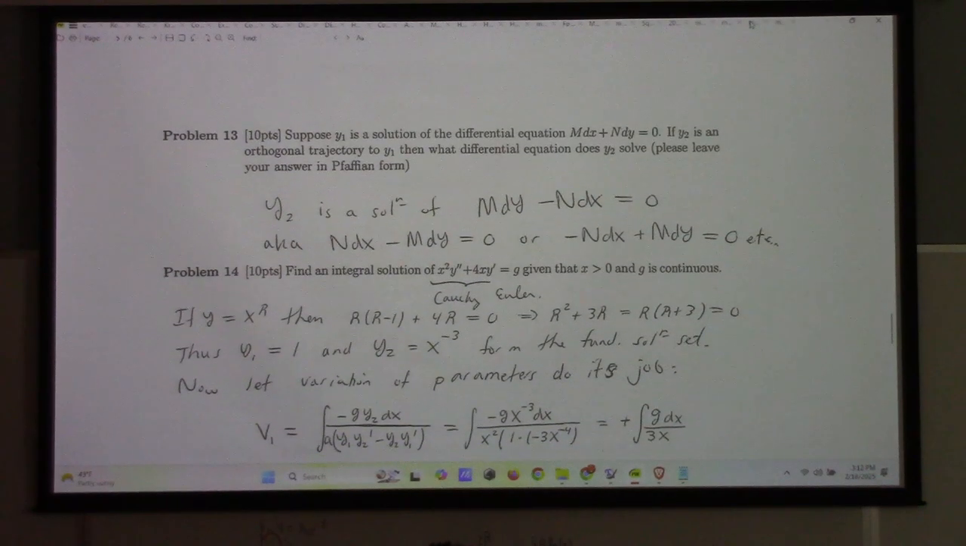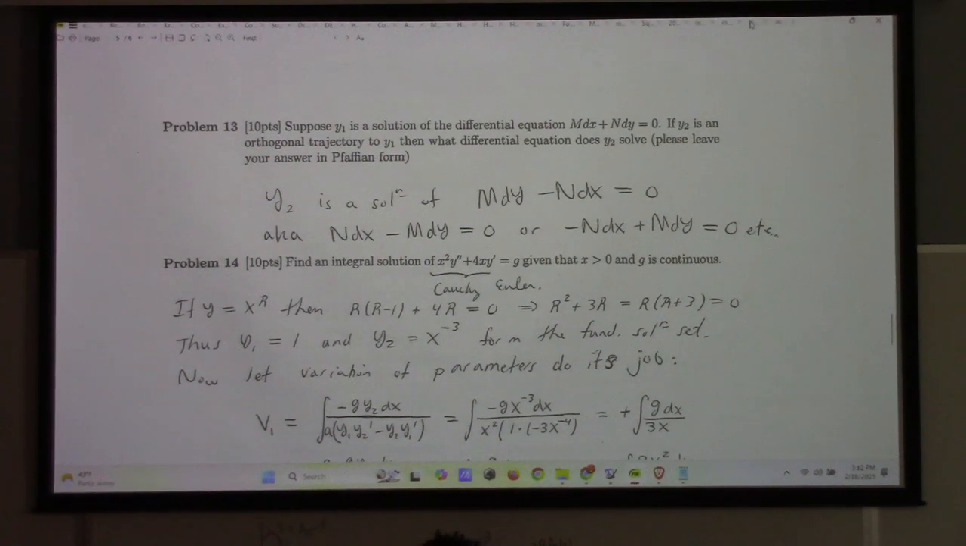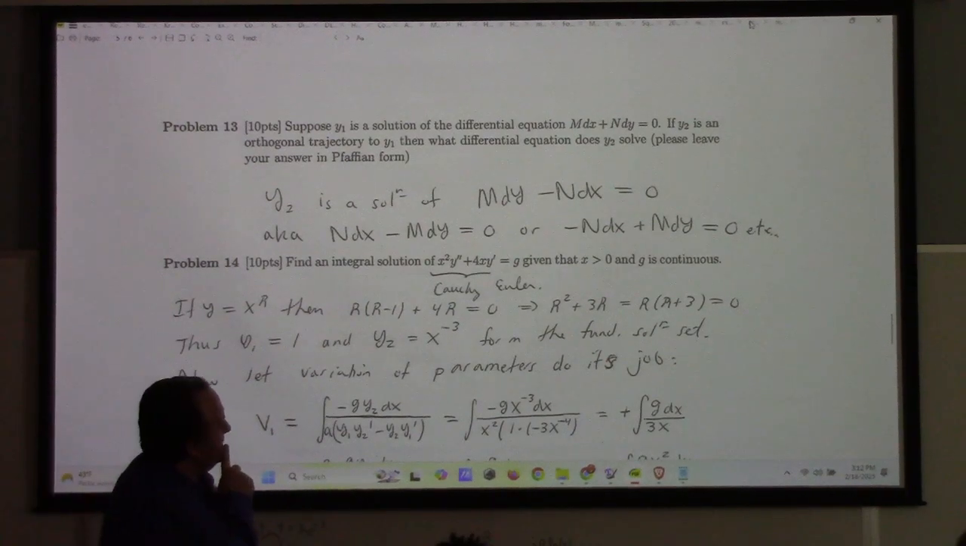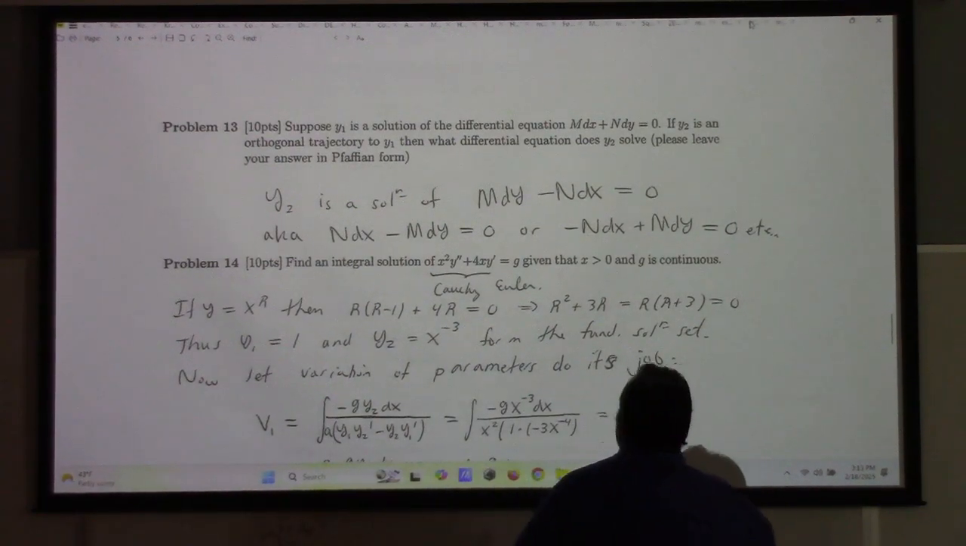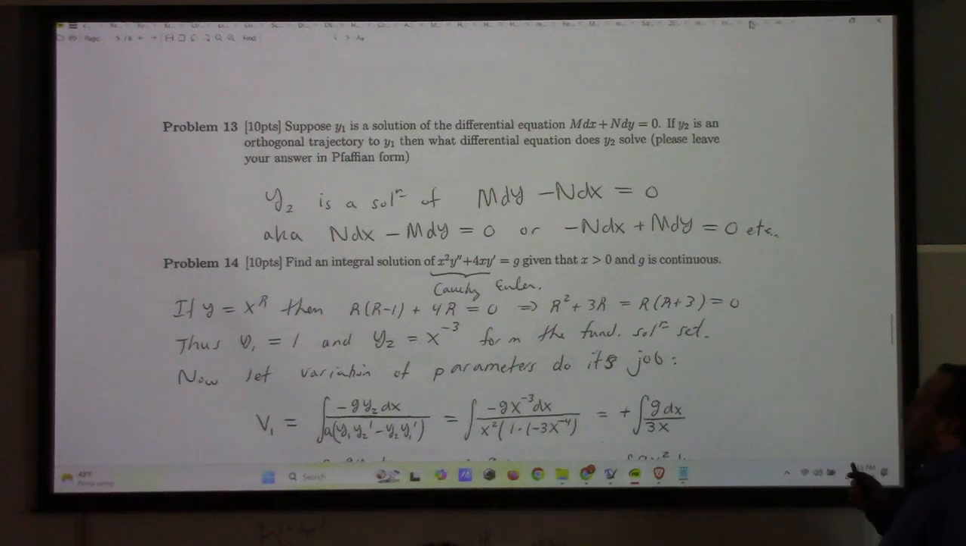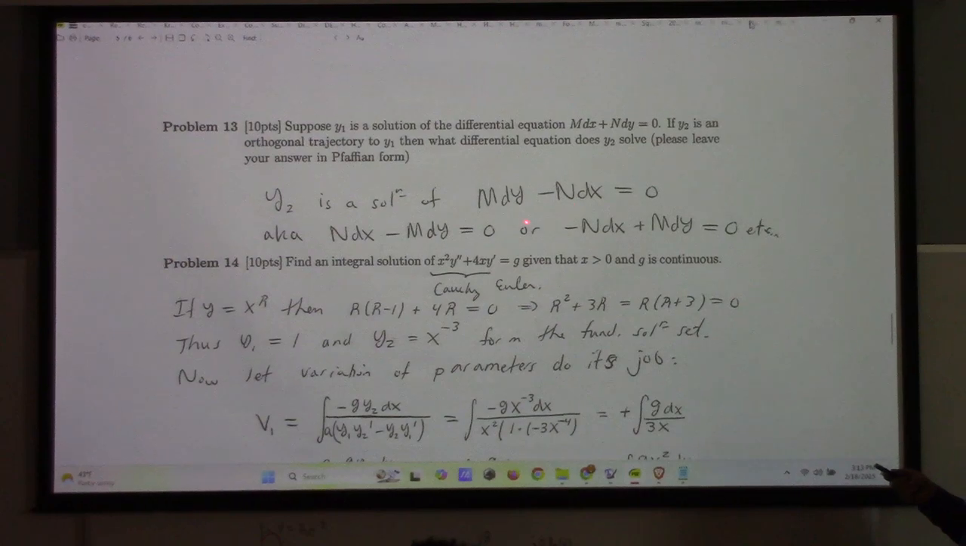Ooh, what's this? Suppose y1 is a solution of the differential equation M dx plus N dy equals 0. If y2 is an orthogonal trajectory to y1, then what differential equation does y2 solve? Please leave your answer in Pfaffian form. So y2 has to be a solution to that, is the answer. Or if you like, N dx minus M dy equals 0.